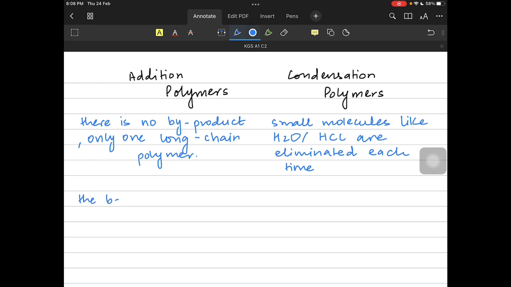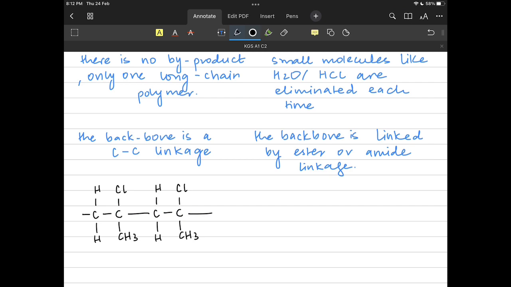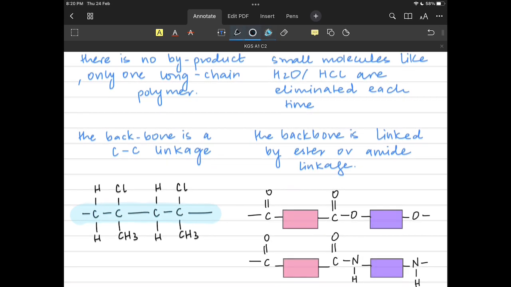In the case of addition polymers, the backbone of the polymer is made by carbon-carbon linkage. There is no oxygen, there is no nitrogen in the central linkage of the polymer. It could be anywhere above or below the main chain. But in the case of condensation polymers, the backbone is linked by ester linkage, or you can say the amide linkage. It has to be there in the main backbone. Over here you can say that the main linkage is the carbon-carbon single bonds. You don't care about the chlorine. And in the case of condensation polymers, it's either the ester or the amide linkage.